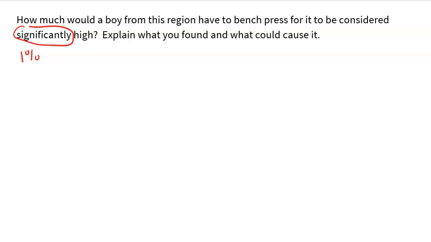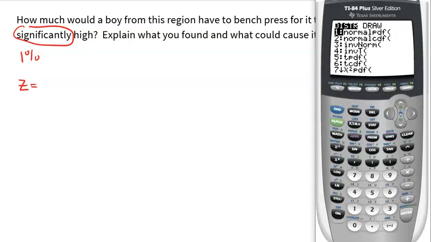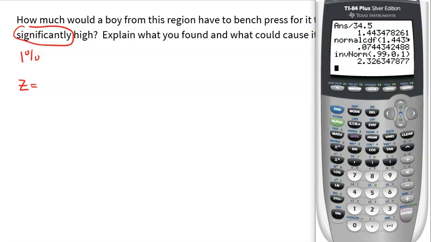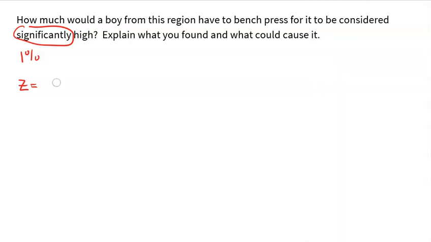So the first thing I need to figure out is what z-score represents that top 1%. All right, so here I go to invert norm. Invert norm is how you get z-scores. Please remember that the area it wants is the area below. So if I'm trying to find the top 1%, I need to put in the bottom 99%. Please keep that in mind. Don't ever forget that. All right, so 2.3263.